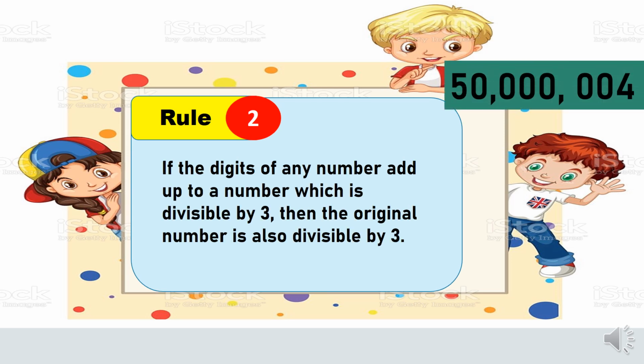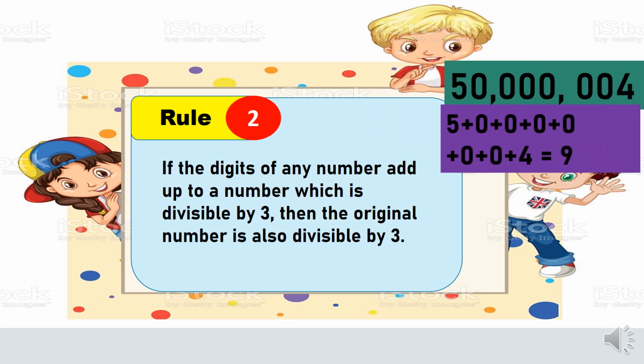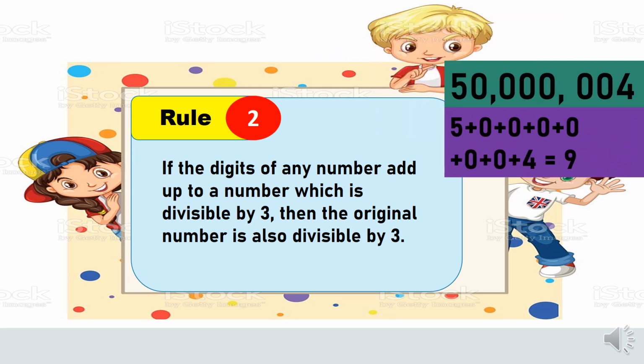Let's take an example. A number is shown to us. Let's read it first: 50 million and 4. It's a very big number, but we have to tell whether this number is divisible by 3 or not without dividing it, by understanding only the rule. The rule says add up all the digits. So let's add them: 5 plus 0 plus 0 plus 0 plus 0 plus 0 plus 0 plus 4, and when we add all the digits the result is 9.